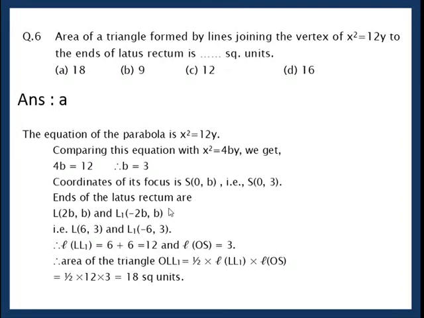Now what are the endpoints of the latus rectum? You should know the sketch of this particular parabola. Endpoints of LR are (±2b, b), that is (6, 3) and (-6, 3). Now the length LL1 is nothing but 6 plus 6, that is 12, and OS, because that is the height of the triangle, is nothing but 3. See, if you draw the diagram, then you will realize this.